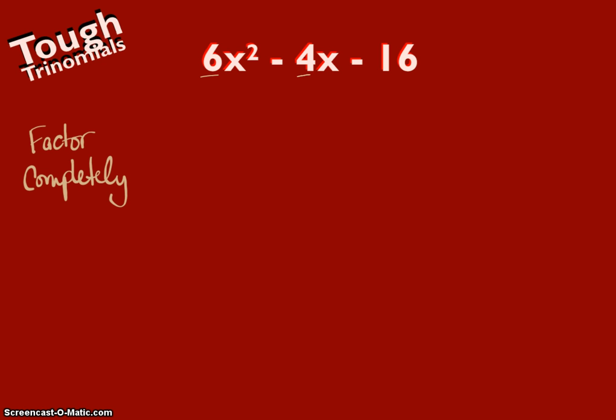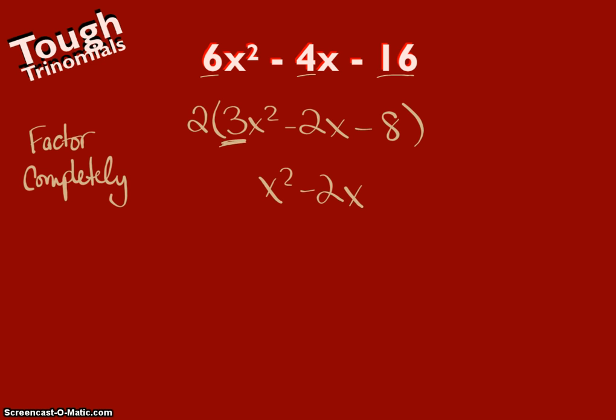So if you look at the 6, the 4, and the 16, can't pull a 4 out of the 6, so we're going to have to stick with 2. So we're going to pull a 2 out. So we get 2 parentheses 3x squared minus 2x minus 8. So that 2 is going to remain a factor throughout the whole thing, and we're really just going to focus on what's inside the parentheses from here on out. So just like the last one, I'm going to lose the 3. I'm just going to write x squared minus 2x, and instead of minus 8, I'm going to write 3 times negative 8, which is negative 24.